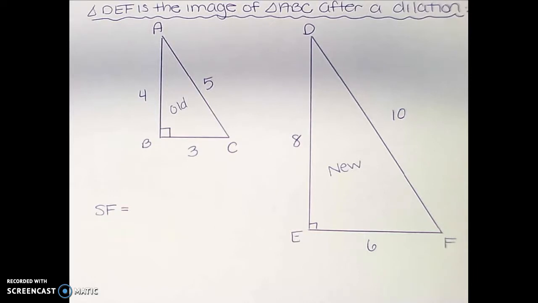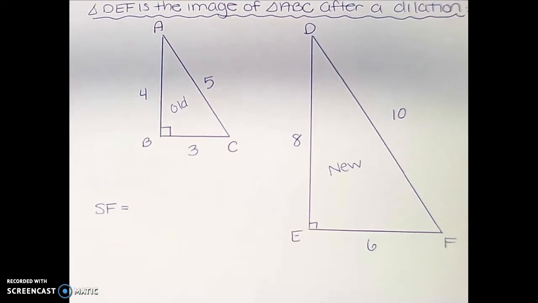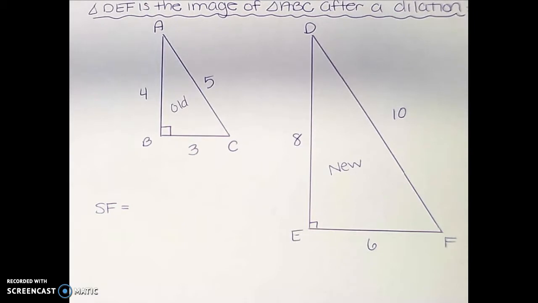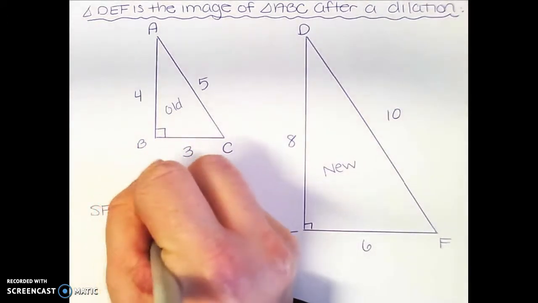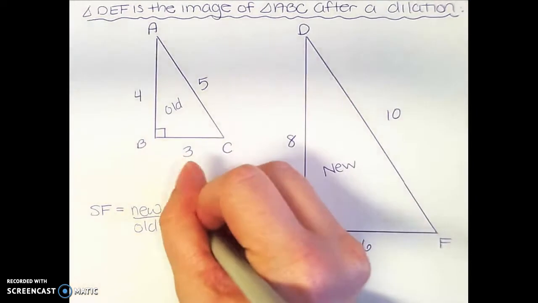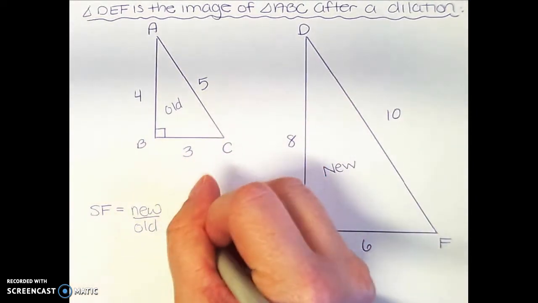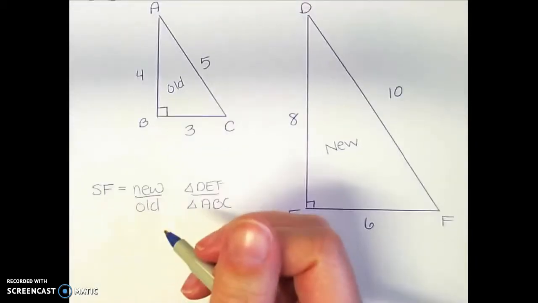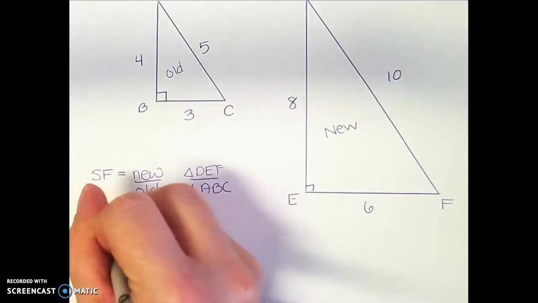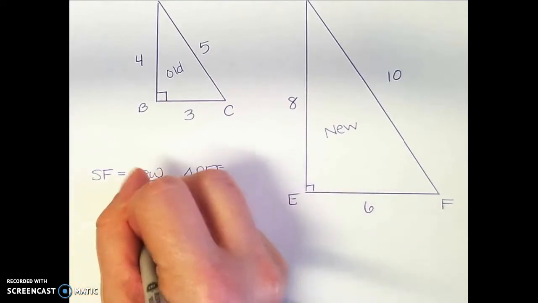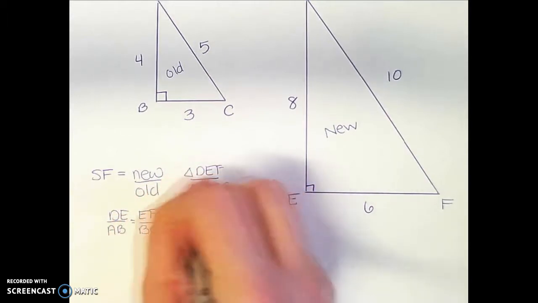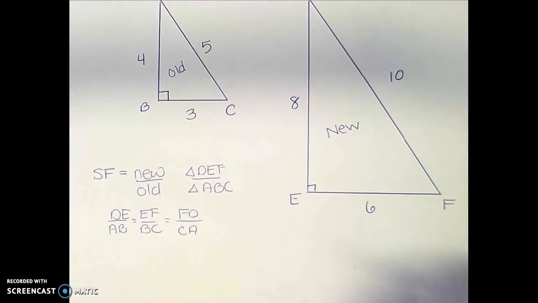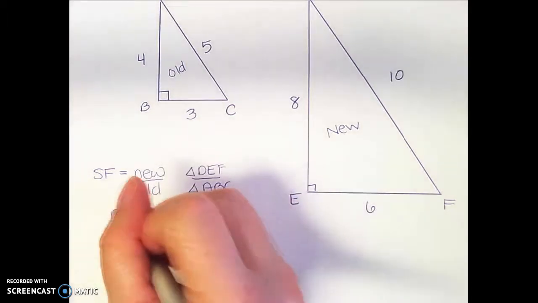In order to find a new area or a new perimeter, we need to find the scale factor of the side lengths. Every single time we want to find a scale factor, we set up new over old. That's what a scale factor is. In this case, my new triangle is triangle DEF, and my old triangle is triangle ABC. So if I set up my scale factors, I have DE over AB equals EF over BC equals FD over CA. Because a dilation happened, these are equal to each other. I don't have to find all three, I only have to find one of them, so I'm just going to pick one.